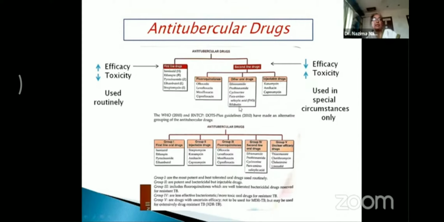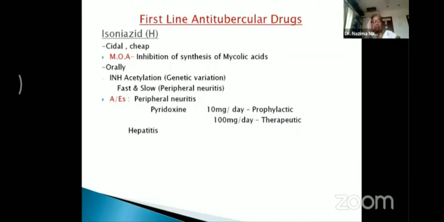Now, there is another classification by WHO in 2010 and the Revised National Tuberculosis Control Program, RNTCP. It is the DOTS plus guidelines, which have an alternative grouping of the anti-tubercular drugs, where the anti-tubercular drugs are classified into 5 groups. But we will not go into details of this classification, which is almost similar, but then they are classified into 5 groups of drugs.